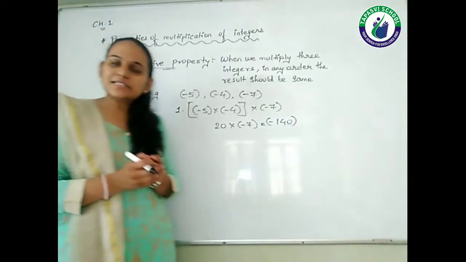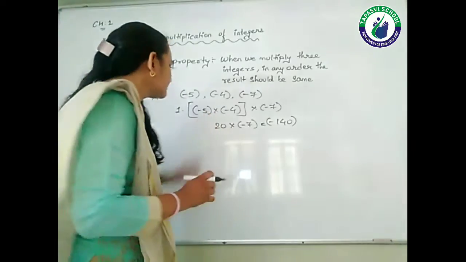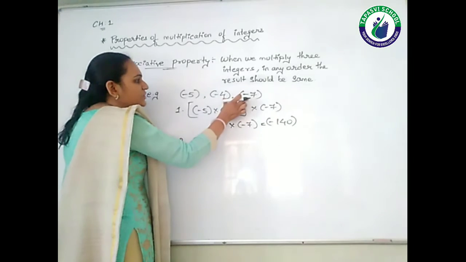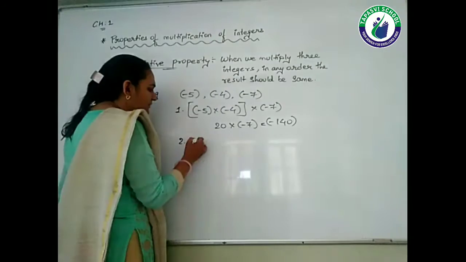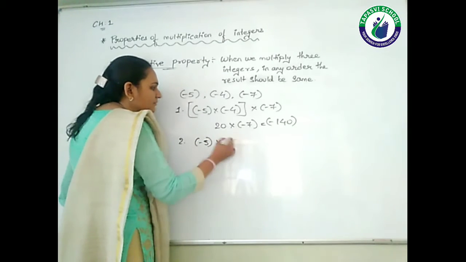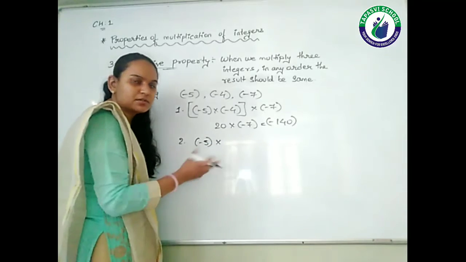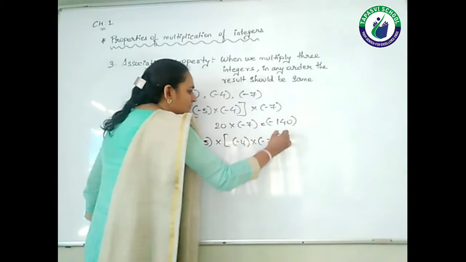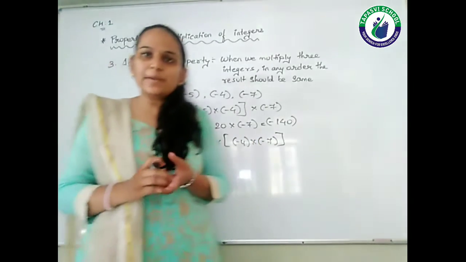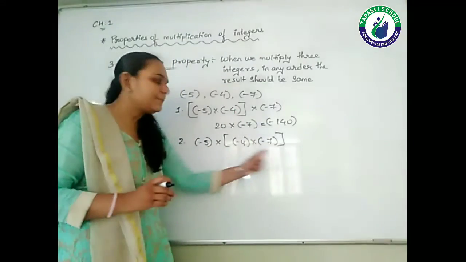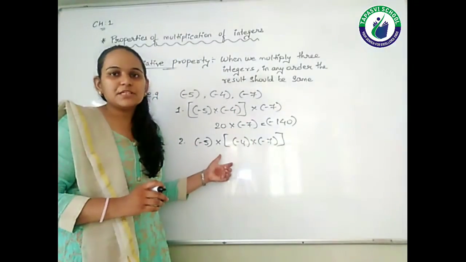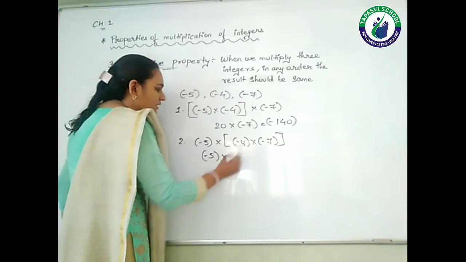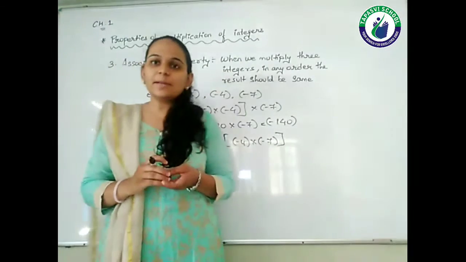Now let's see the second combination. Second, I am going to do the multiplication of -4 and -7. If you want, you can interchange also. See, why have I kept this square bracket? The square bracket shows the importance. That means first I will multiply this, and then I will multiply with -5. So -4 and -7.